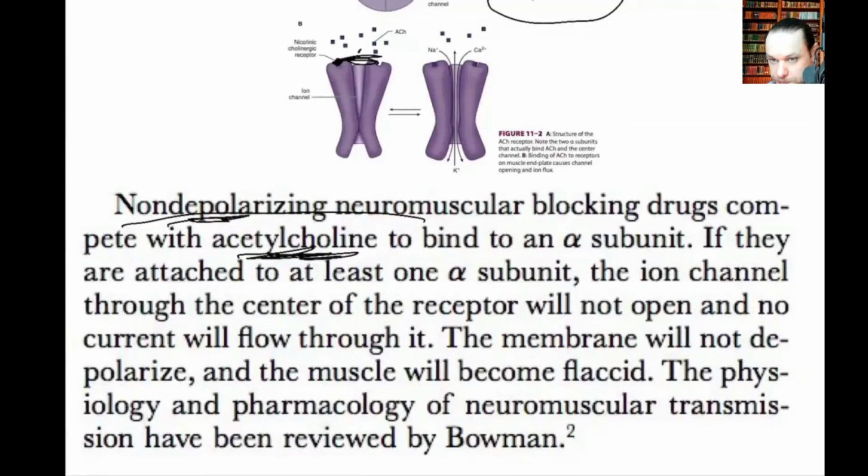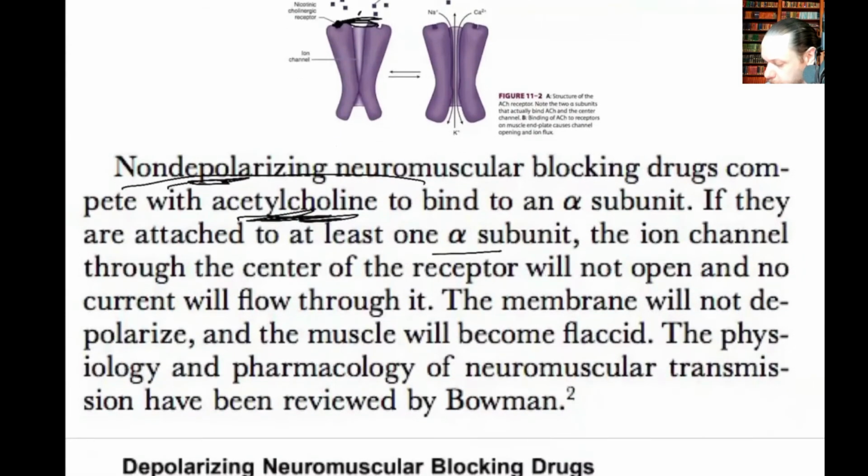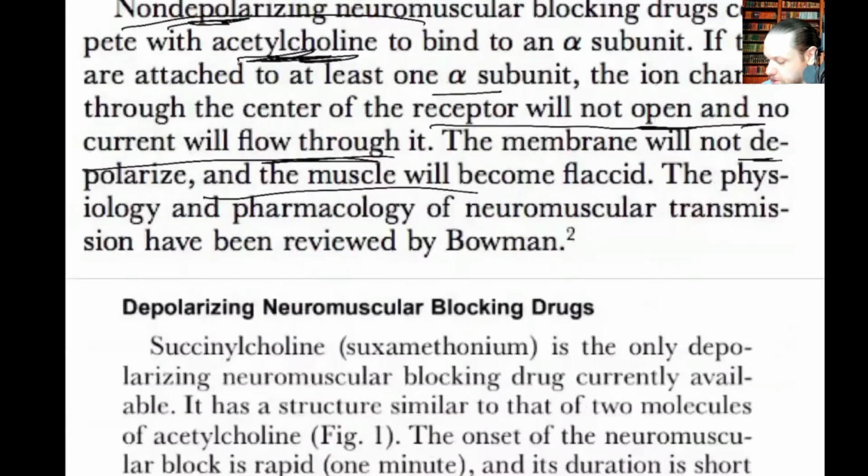So here we see, right? It binds to the alpha subunit channel, and the receptor will not open and no current will flow. So if no current flows, from that we can deduce there's no depolarization occurring, right? And the muscle will become flaccid. Right? So that's basically it.